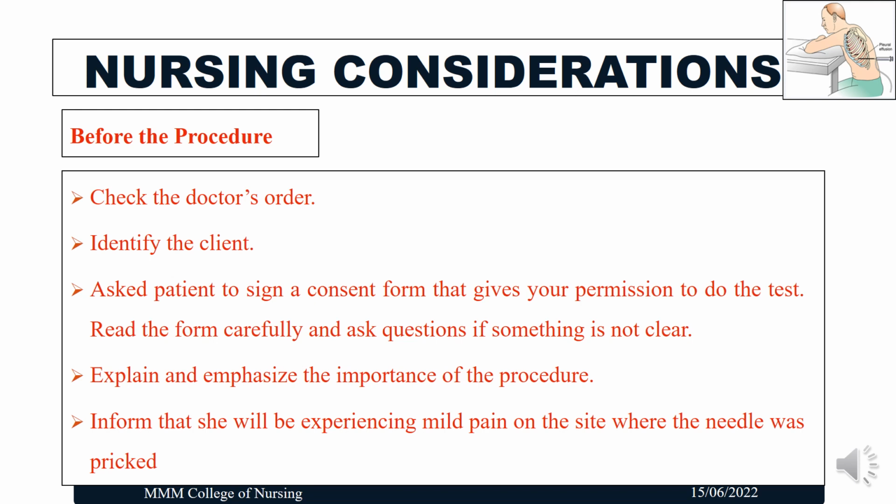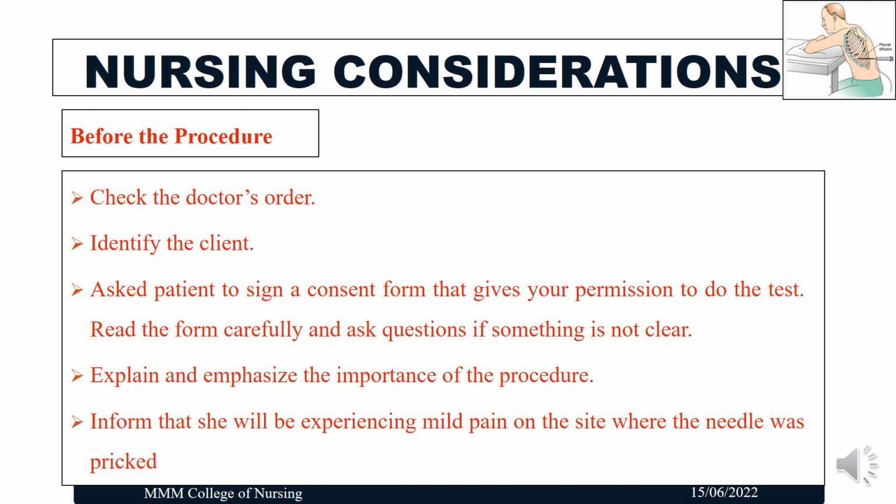The nursing considerations include the nurse's responsibility before, during, and after the procedure. Before the procedure, we need to check the doctor's order. What is the reason why we are going with the thoracentesis? Identify the patient correctly. Ask the patient to sign a consent form that gives you permission to do the test. So why do we need to get a consent from the patient?